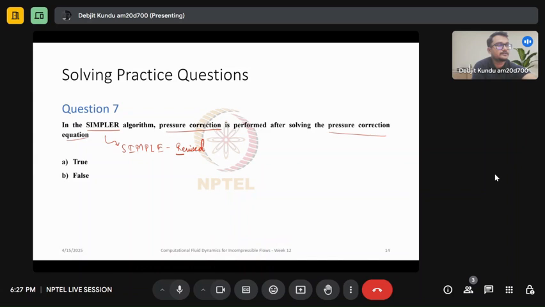Let's quickly take a look at the solution. It's obviously true. The pressure correction is performed after solving the pressure correction equation, which gives us the correction P dash. We add that onto the provisional value of pressure and get the newer value of pressure which we use for further iterations.